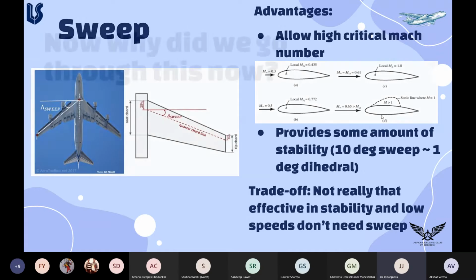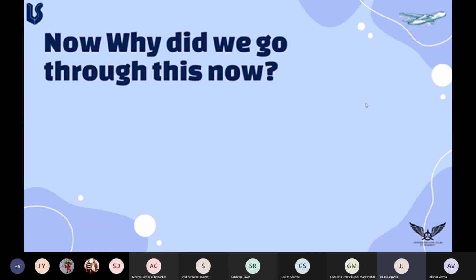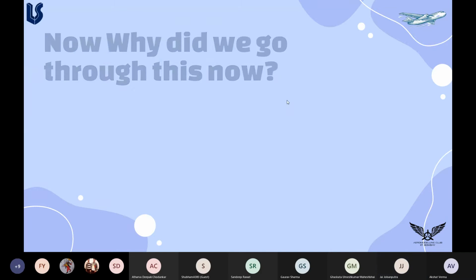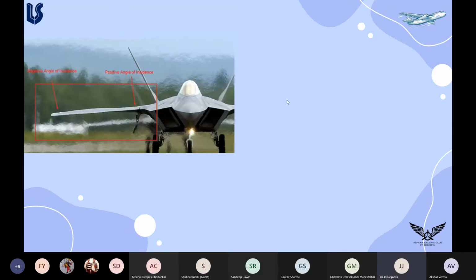Next. Now this section was mainly devoted to designing the plane. Now why did we go through all this? I wanted you to appreciate that. Next slide. Have a look at this.